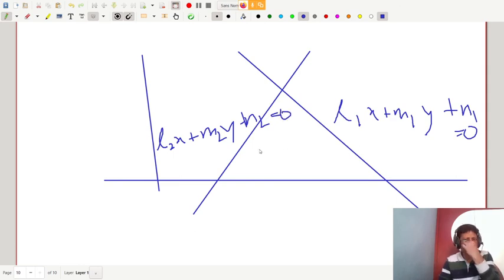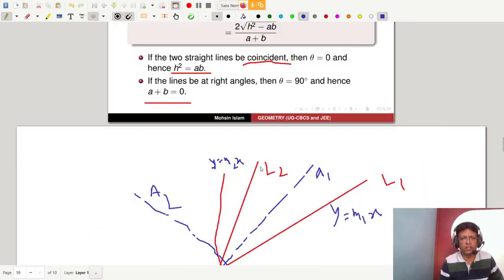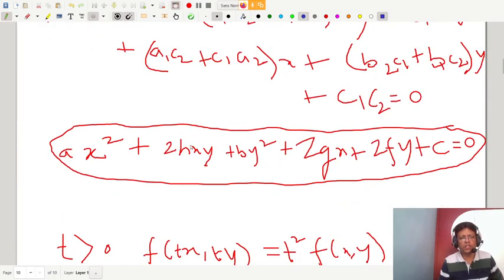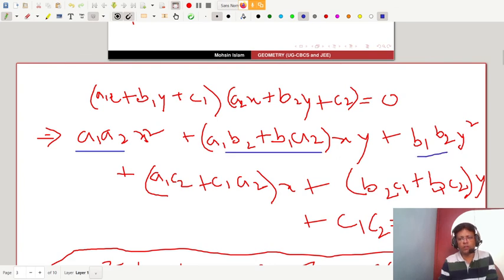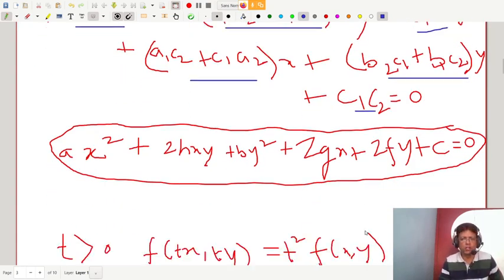So these two lines combined, what is the combined form? Actually, I have already explained the combined form in the first slide. Initially, when I was talking about it, this is the form. You look at that. This is your a1, a2. This is the coefficient of xy, this is the coefficient of y square, this is the coefficient of x, this is the coefficient of y, and this is your constant term. So you can compare these results with the general equation of second degree, and you will get beautiful results.